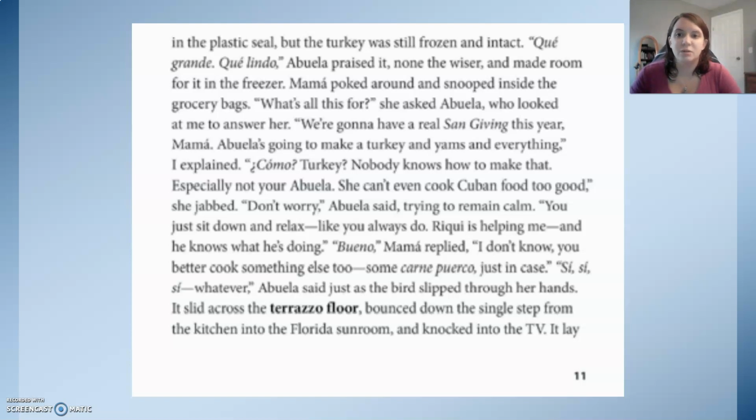Mama poked around and snooped inside the grocery bags. What's all this for? she asked Abuela. She looked at me to answer her. We're going to have a real Sand-Giving this year, Mama. Abuela's going to make a turkey and yams and everything, I explained. Como? A turkey? Nobody knows how to make that, especially not your Abuela.